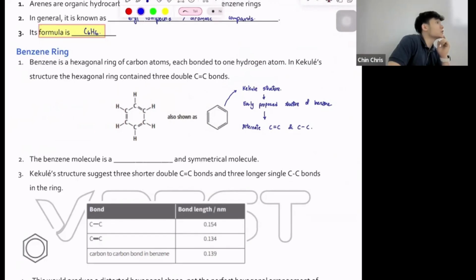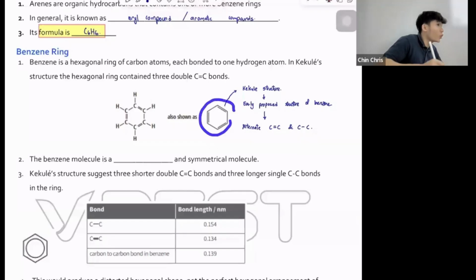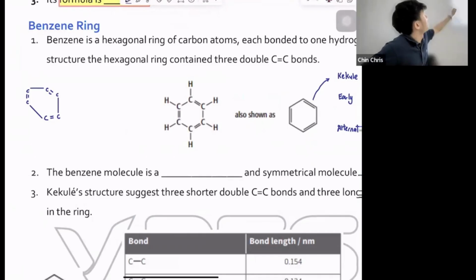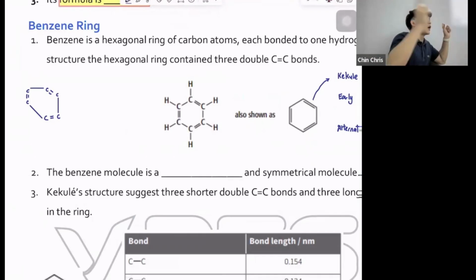And which bond is shorter, double bond or single bond? The double bond is shorter, right? So if you were to draw it out in actual, it's not going to be like that. It's going to be a shorter double bond, then a longer single bond, then a shorter double bond, then a longer single bond again, then a shorter double bond, then a longer single bond. If you draw it long, short, long, short, long, short, this structure itself is not symmetrical.